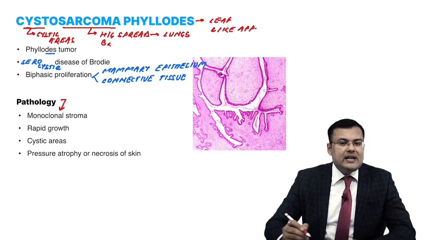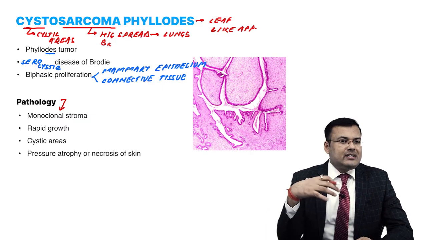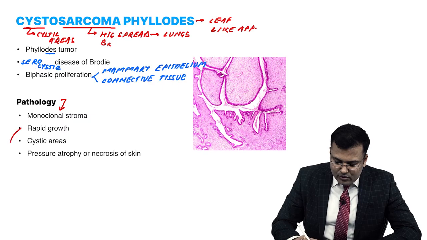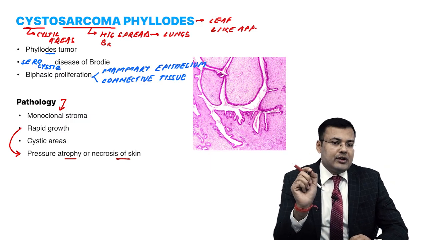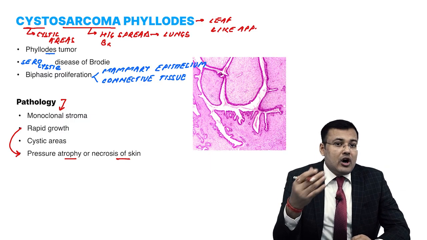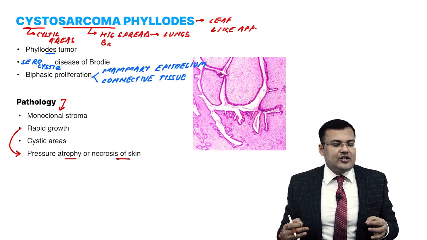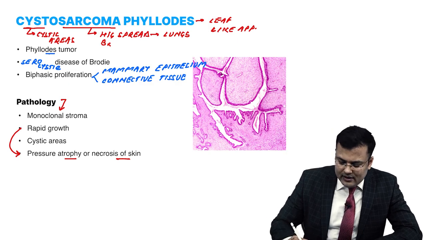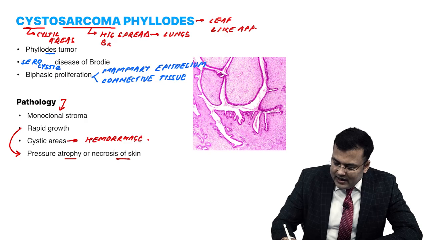First, what kind of stroma is there? There is monoclonal stroma, and these tumors are having rapid growth. Because there is rapid growth, what will happen? The overlying skin is stretched. Because of this rapid growth, you are going to notice that there is pressure atrophy or necrosis of skin. Important point. Skin is not directly involved or invaded by tumor, but because of rapid growth of tumor, it is stretched. So there is pressure atrophy or necrosis. What is the cause of cystic areas? We discussed that. Cystic areas will be there in the tumor because of hemorrhage and necrosis.